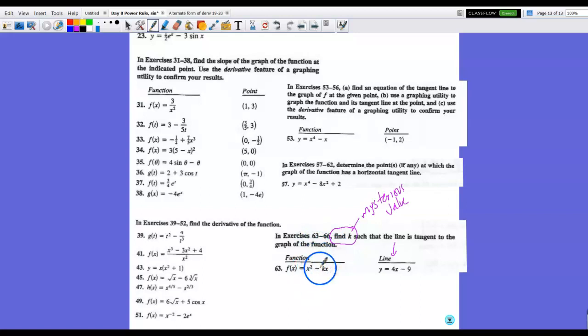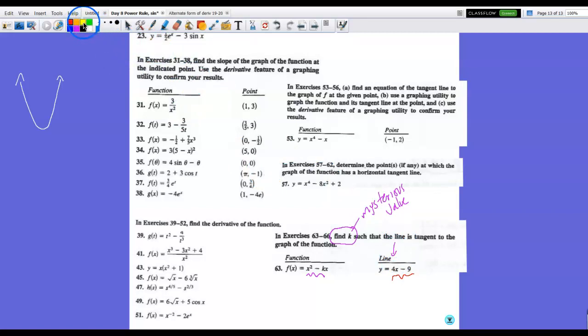So let's try to get a little bit of a visualization of what's going on. I have this function, it's a parabola, x squared minus kx. I'm just going to draw a random upward parabola over here. So I have this upward parabola, and then I have this line over here, and this line is 4x minus 9, which has a positive slope.